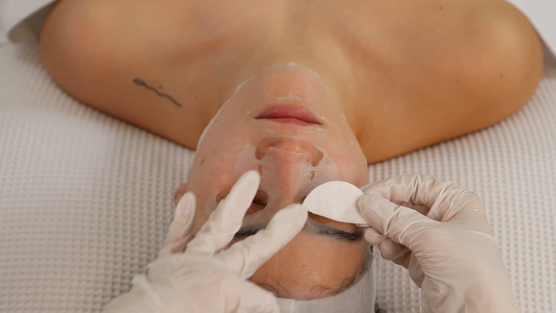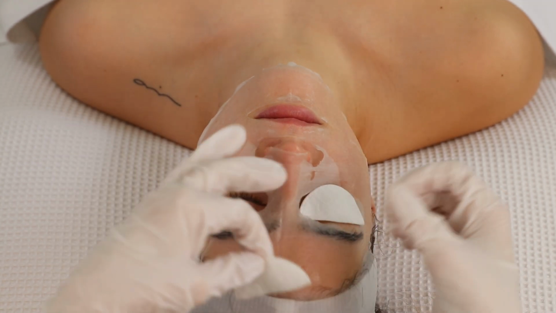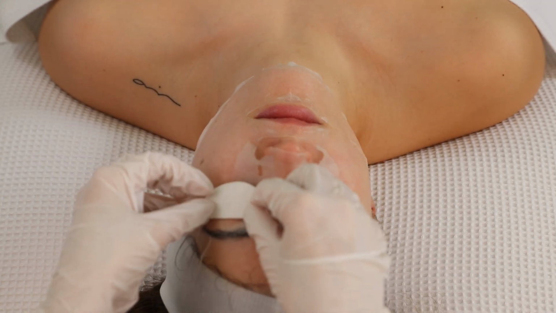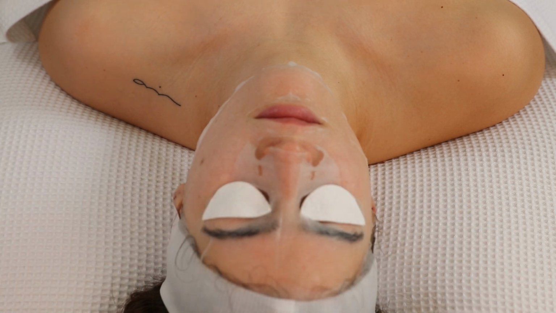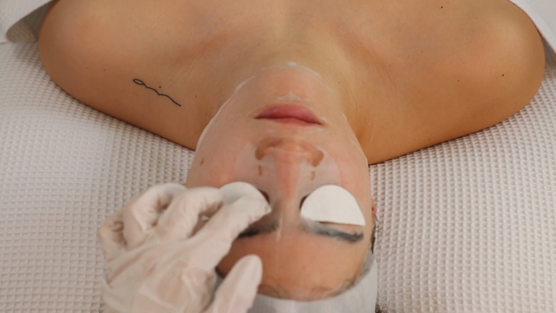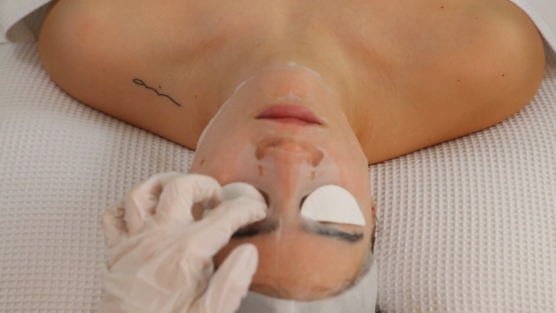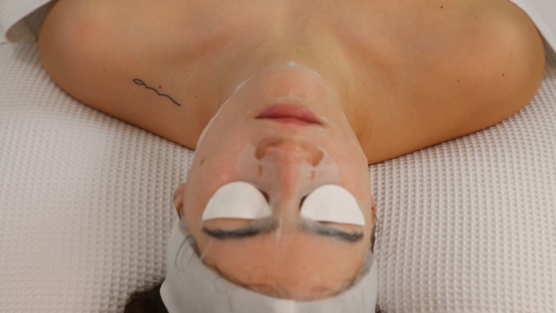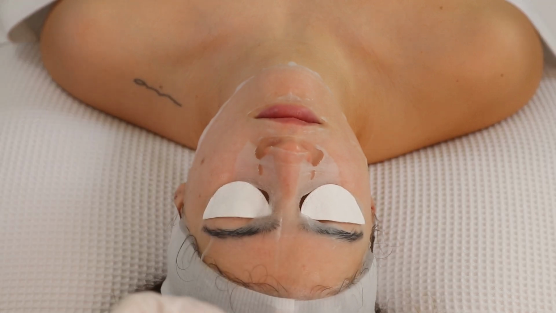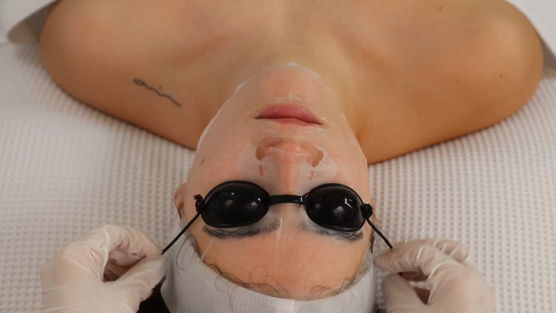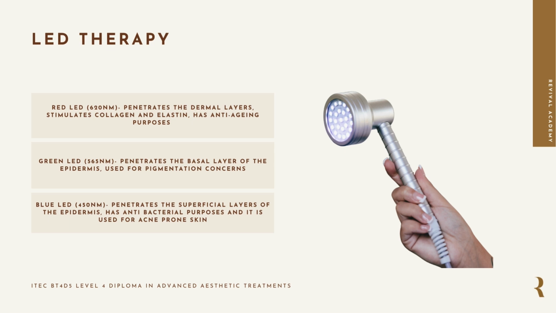Once the mask is on, place 2 halved cotton pads onto the client's eyes and follow with the blackout goggles. You're actually going to need the goggles for when you're carrying out the LED therapy, and this is a health and safety requirement. Now you are going to use the LED light on top of the sheet mask.